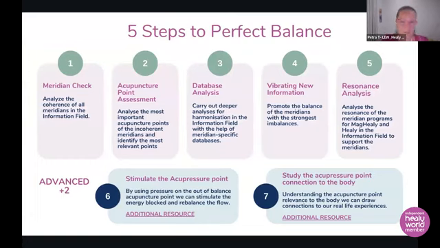So before we dive in, these are the 5 steps to perfect balance. So this is how your analysis will look. You will have a meridian check. You will analyze the coherence of all the meridians in the information field. This is what first happens in the Healy. Then we go to acupuncture point assessment. We go to database analysis. We vibrate new information. And then we do a resonance analysis. So I'm going to show you all of that. I'm going to show you what Healy does, sorry, what MagHealy does.